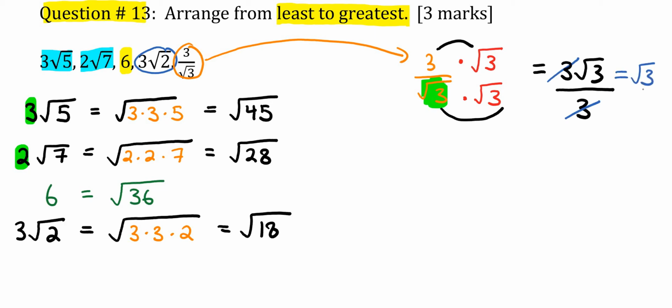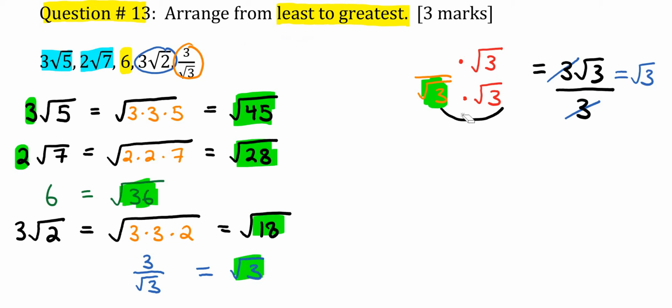So 3 divided by root 3 is simply root 3. Let's write that at the very bottom here. If I simplify that down completely, I get root 3. Once you've written everything in terms of entire radicals, then you can compare the inside numbers, and that way you can find out which radicals are the biggest and which ones are the smallest.